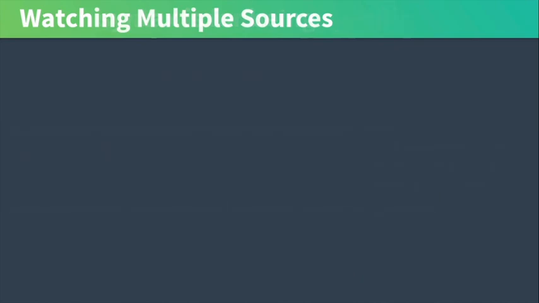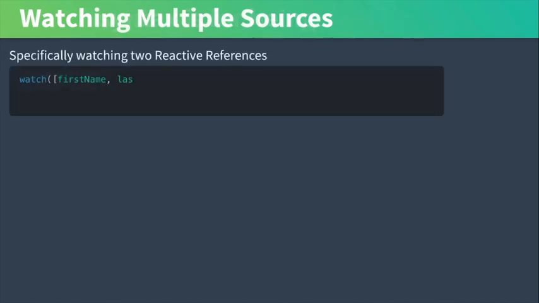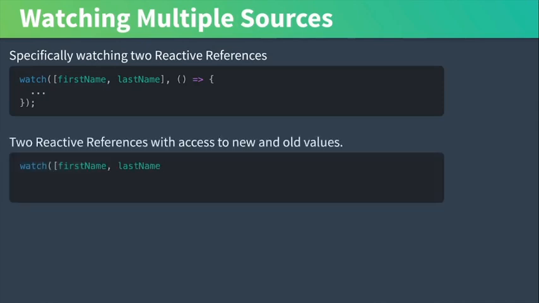We can watch multiple reactive objects by sending in an array, and we can also get access to the new and old values of each of these if we need them in our callback function.